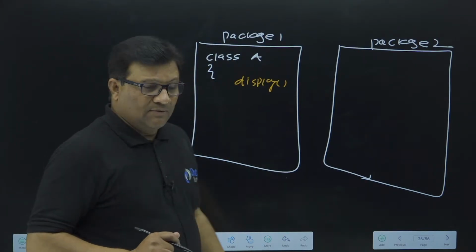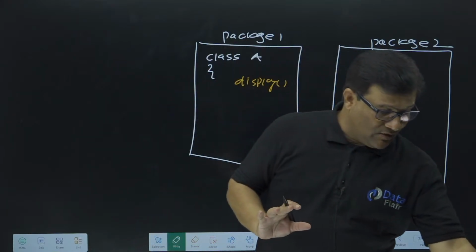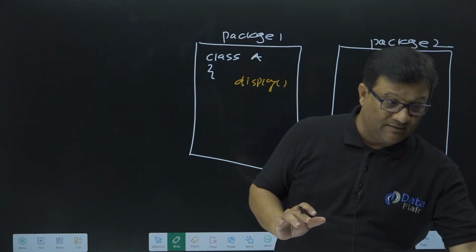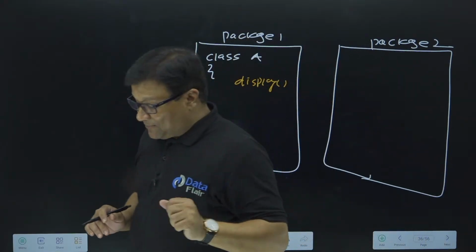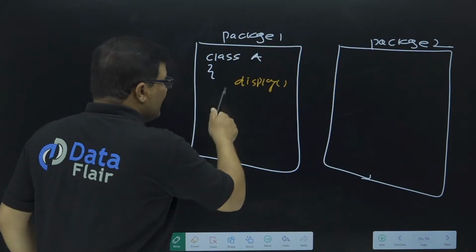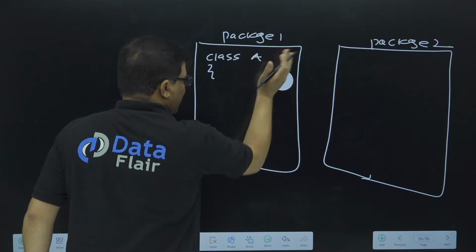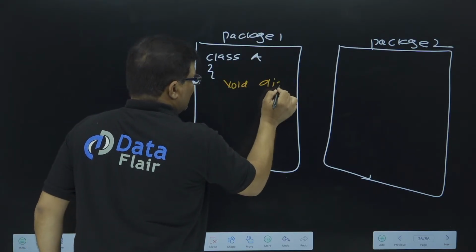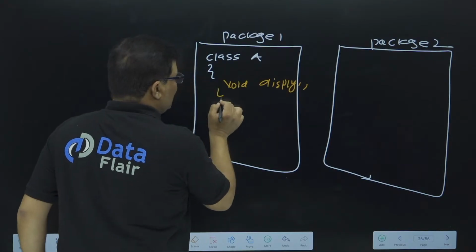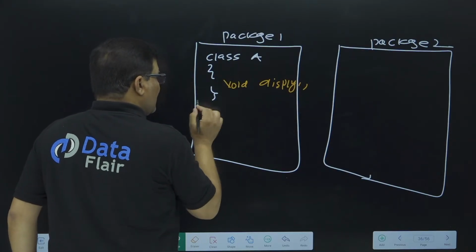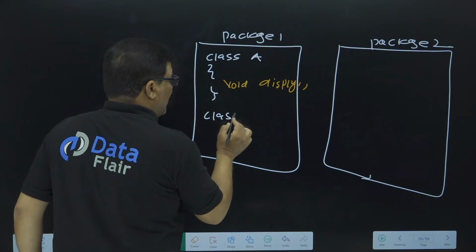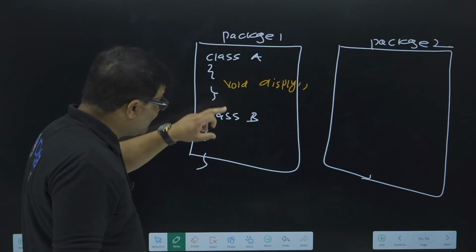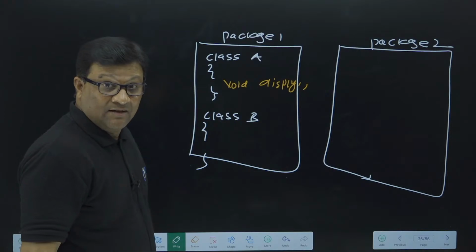I hope you have clarity this time. If you have any doubt, then please type in the chat box. Now suppose this class A has a display method, void display. What is the scenario? This class A has a method void display, right? Now suppose there is another class in the same package, class B. If I want to access this display method inside class B, it is very simple.